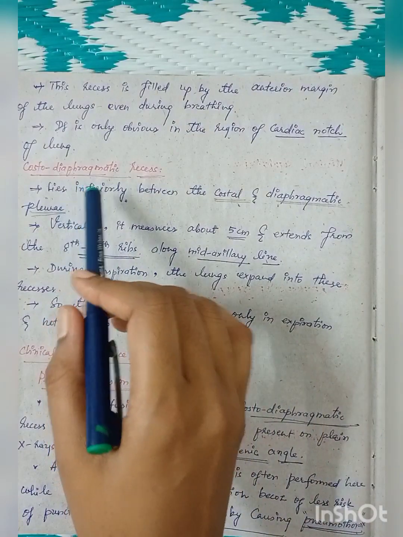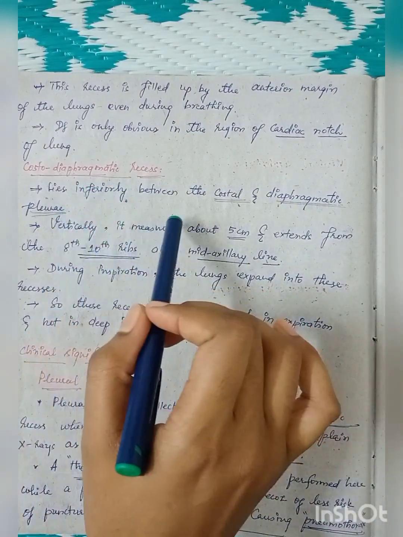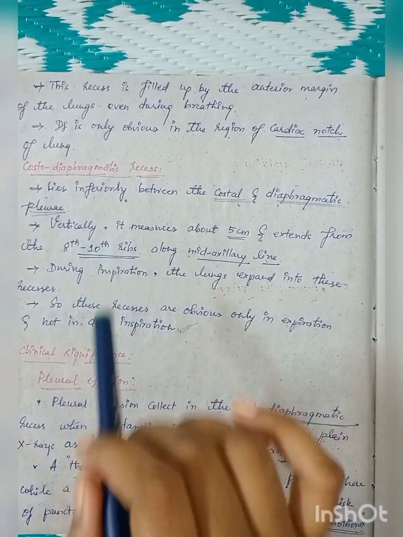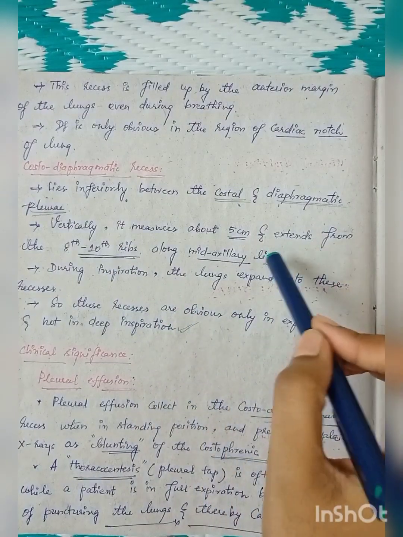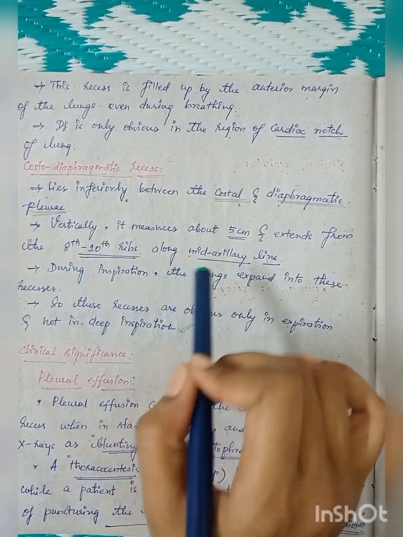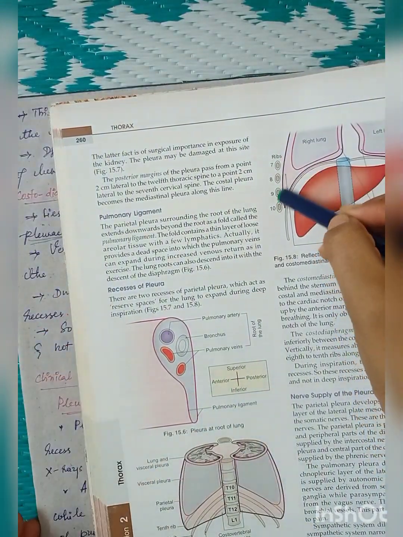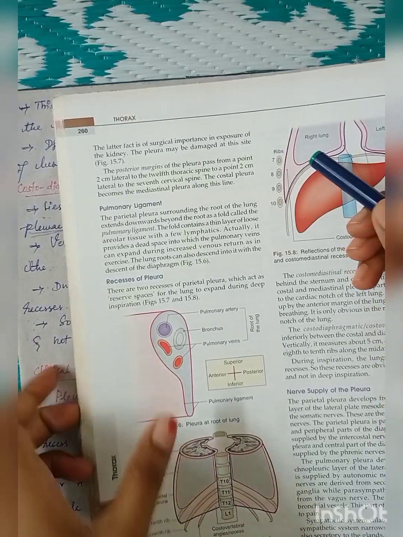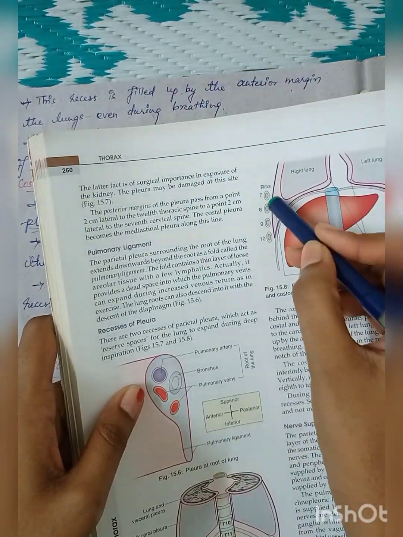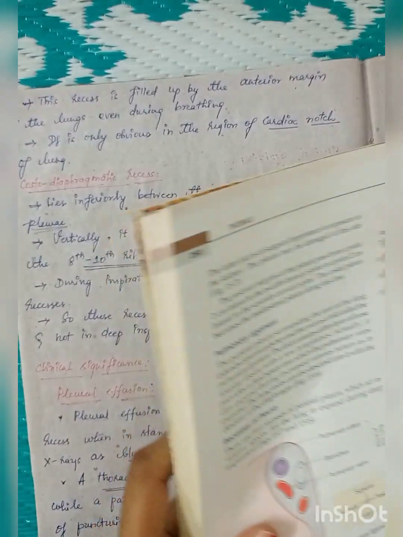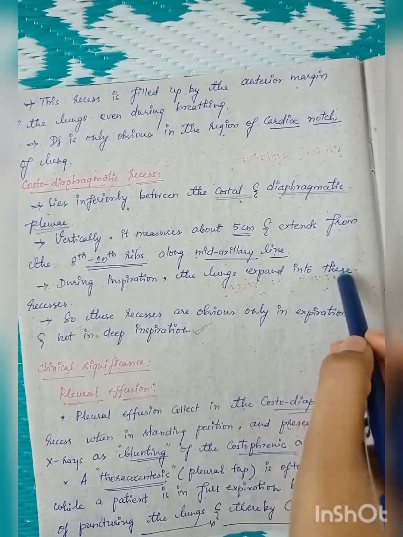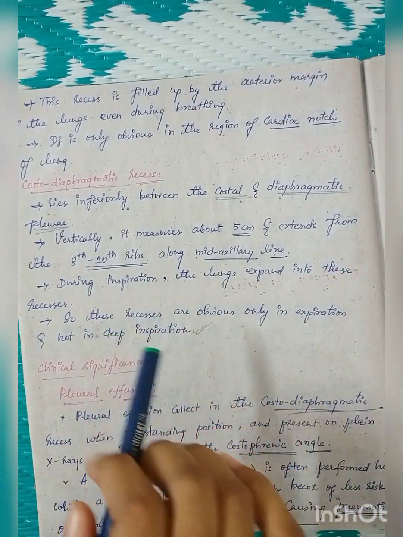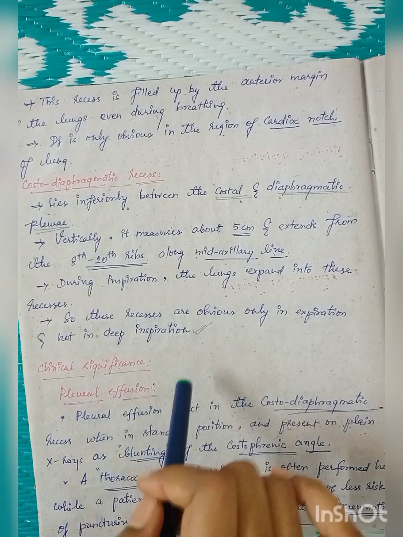Let us see about the costo-diaphragmatic recess. It lies inferiorly between the costal and diaphragmatic pleura, and vertically, as I mentioned, it measures about 5 cm and extends from the 8th to 10th ribs along the mid-axillary line. Let us look at the book. This extends about 5 cm from the 8th to 10th ribs along the mid-axillary line. During inspiration, the lung expands into these recesses. So these recesses are obvious only in expiration and not in deep inspirations.